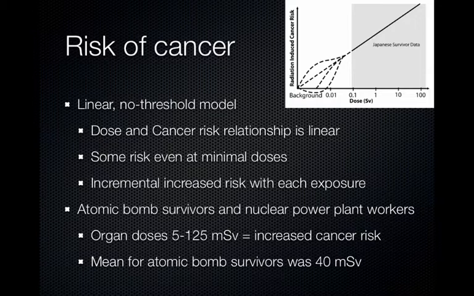This data is extrapolated from atomic bomb survivors and nuclear power plant workers. The one thing to keep in mind is that these groups are slightly different than the medical imaging group, in that the medical imaging group does not receive whole body acute exposure. The mean exposure for atomic bomb survivors was 40 millisieverts. This is equivalent to approximately 4 to 6 chest CT scans.